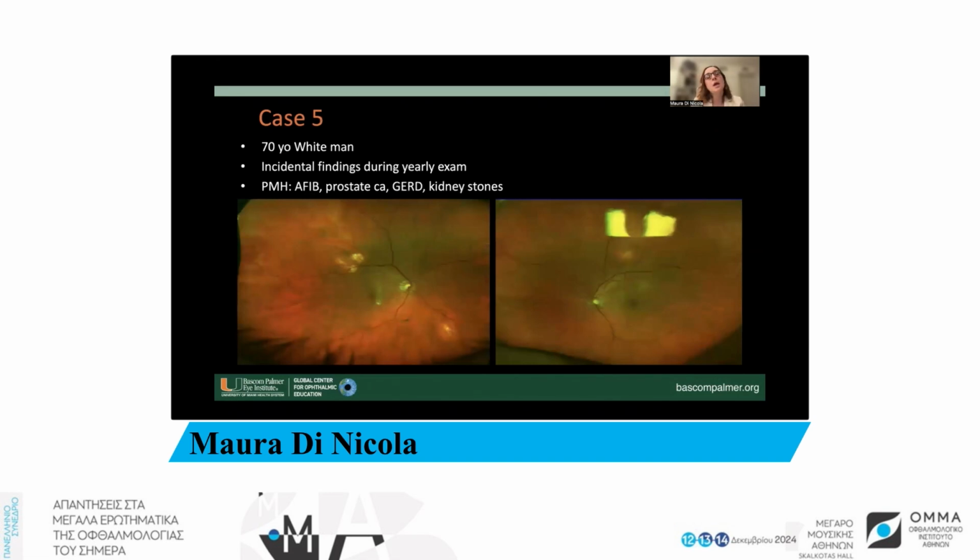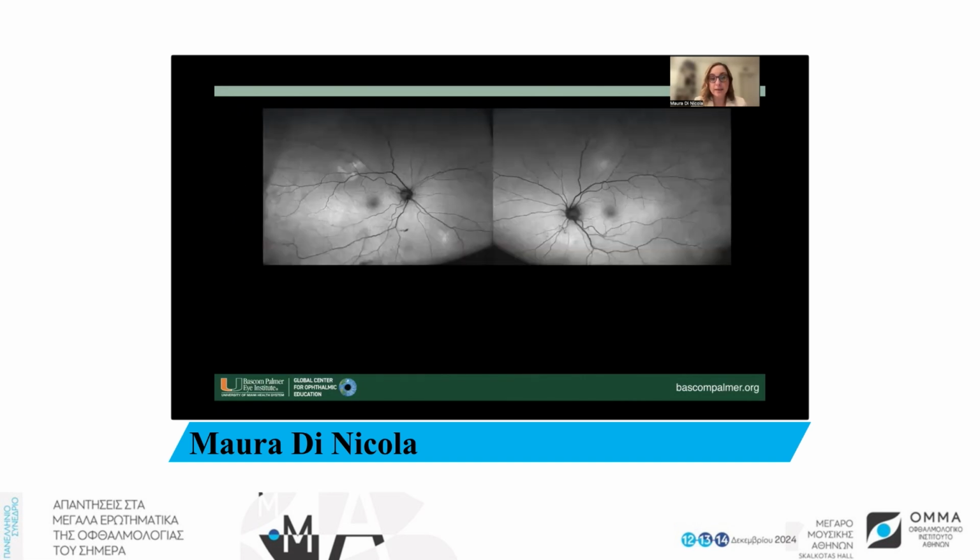Here I have another case of a 70-year-old white man who was diagnosed with the presence of these amelanotic lesions in both eyes, and this was an incidental finding during a yearly dilated exam. So of course, when we see bilateral multifocal amelanotic lesions, the concern is always that there could be metastatic disease, and this patient actually even had a remote history of prostate cancer. So of course, there was a concern for potentially a metastatic disease to the eye.